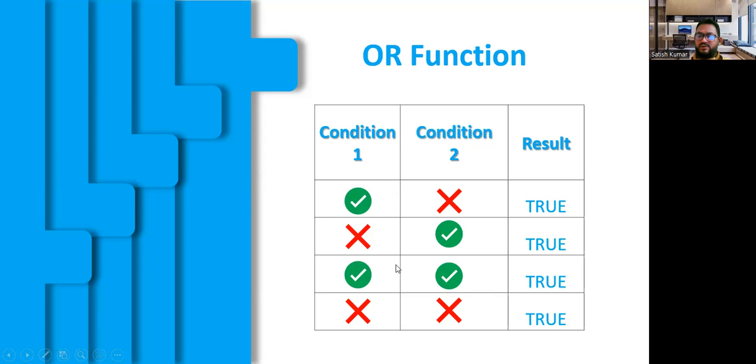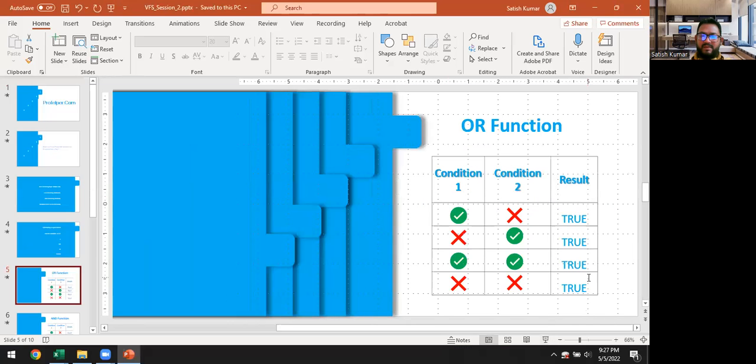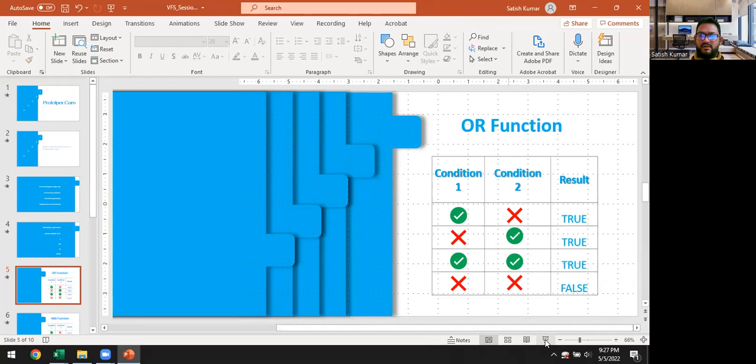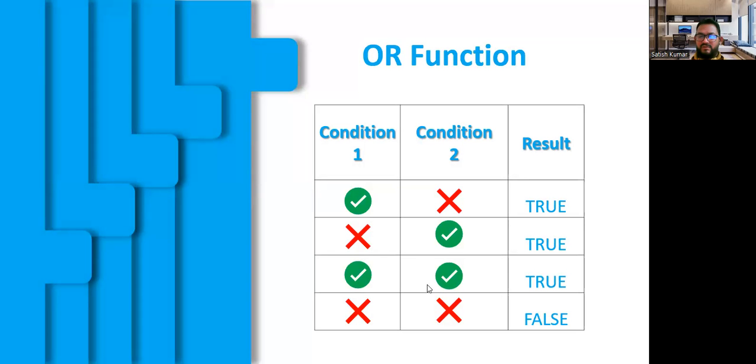If both the conditions are true, you can consider this as the left side and the right side of the formula. So if both sides are true, you will get true. If both sides are false, you will get, my bad, I just typed it wrong, you will get false, right? So this is how the OR function works basically. You need to keep this in mind: if both conditions are true, you will get true. If either of your conditions is true, you will get true, right?